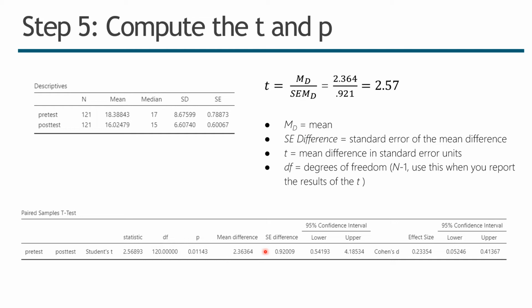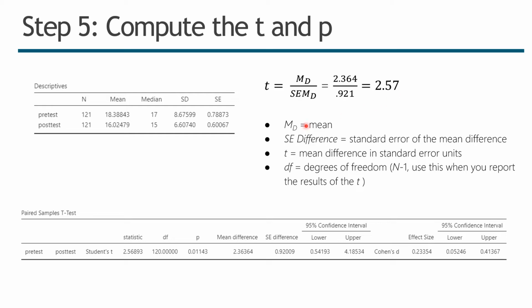Our mean difference is 2.364, which is just the difference between the 18.39 and 16.02 here. The standard error of the mean difference is down here, the standard error of the difference scores. Okay? It's the estimated standard error, and that's 0.921. So we're taking an observed difference divided by the difference we'd expect just due to sampling error. So the bigger our t, the more confident we are that the results are not due to sampling error. In this case, our t is 2.57.